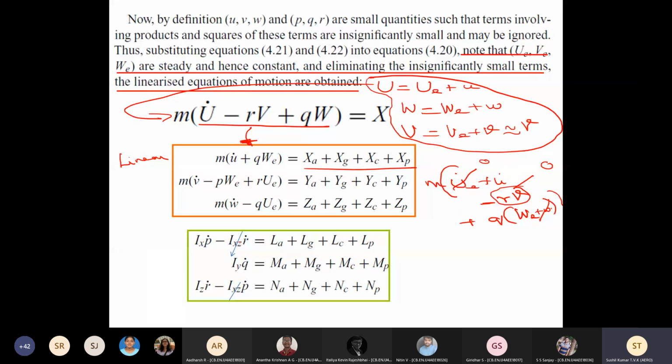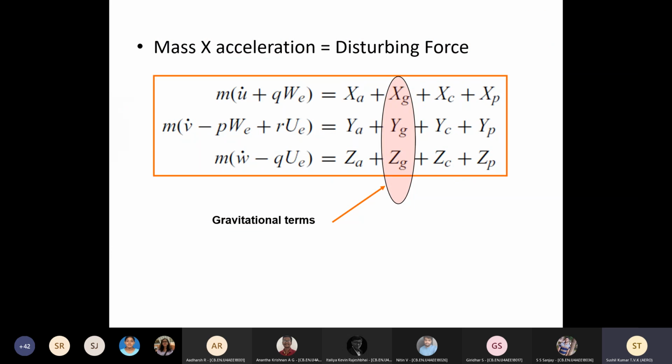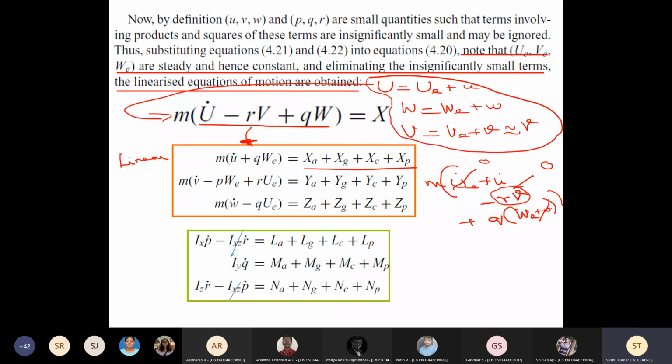Fine, so today I'll end with this. What we have done is, we had a set of non-linear equations, and finally we ended up with a set of linear equations.